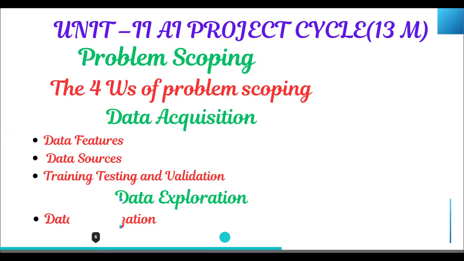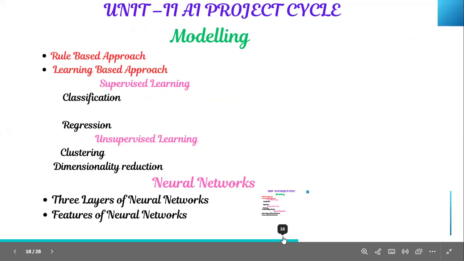The topics you have to concentrate on are, first, problem scoping and the 4 Ws of problem scoping, data acquisition, data features, data sources, training, testing and validation, data exploration, and data visualization. Next is modeling. From modeling: rule based approach, learning based approach, supervised learning, classification, regression, unsupervised learning, clustering, dimensionality reduction, neural networks, the 3 layers of neural networks, and features of neural networks.